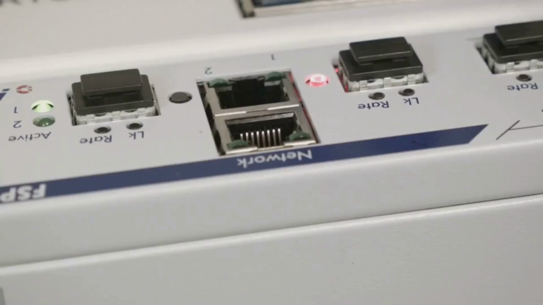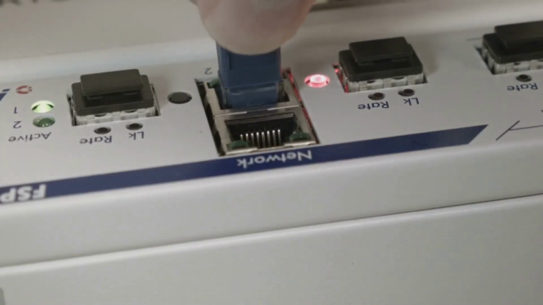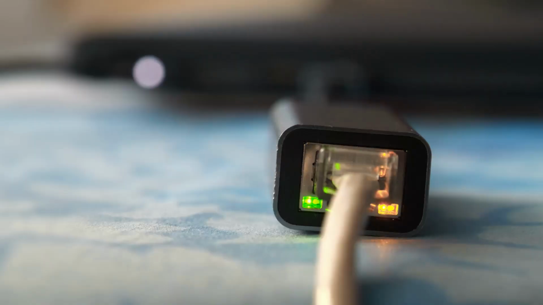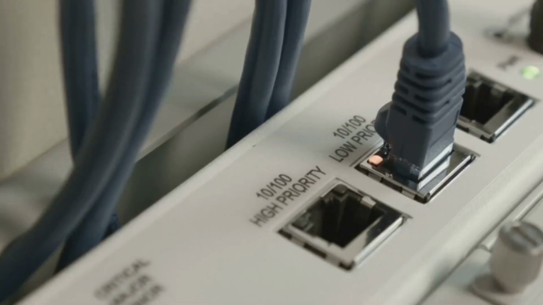Let's take a closer look at Power over Ethernet, or PoE. Introduced in the early 2000s, this technology has steadily become a critical component of modern networks. It has transformed how we deploy and manage network devices by delivering both power and data over a single cable.